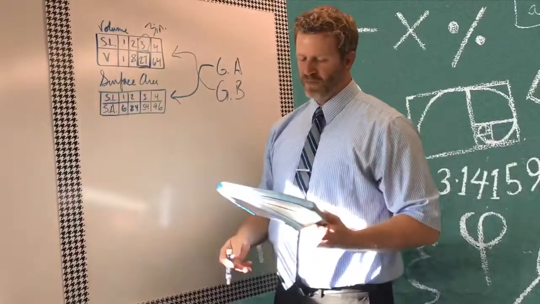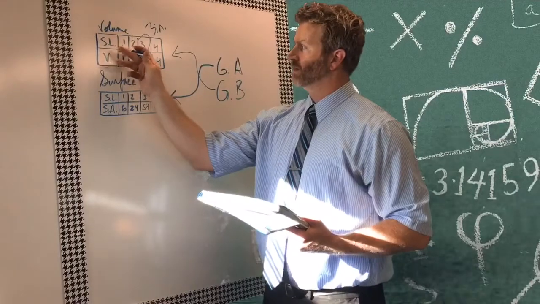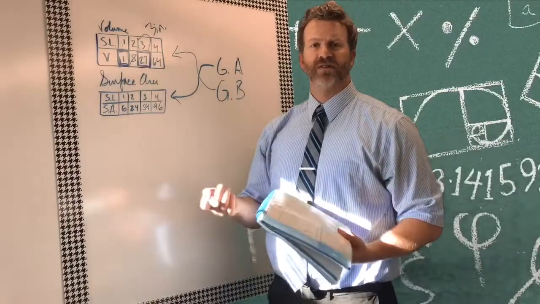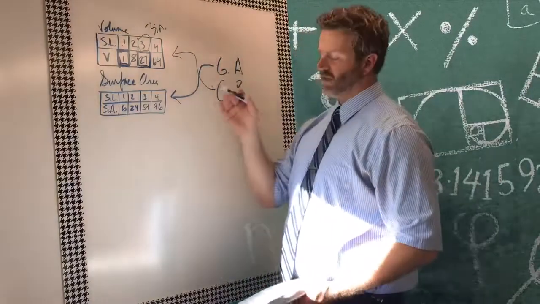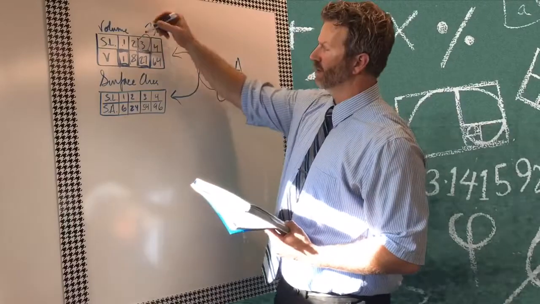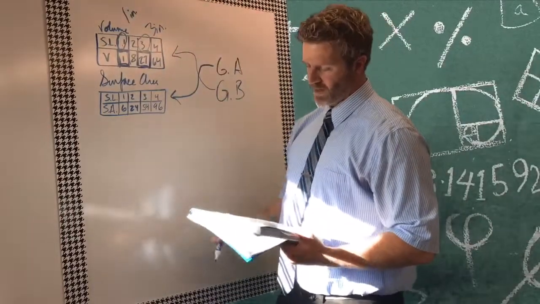Pretty easy, right? So let's do the same thing. If a cube has a volume of 1 inch cubed, now, what would the length of each side be? What would our side lengths be? Absolutely, just look at the table. It'd be 1 inch. Awesome.